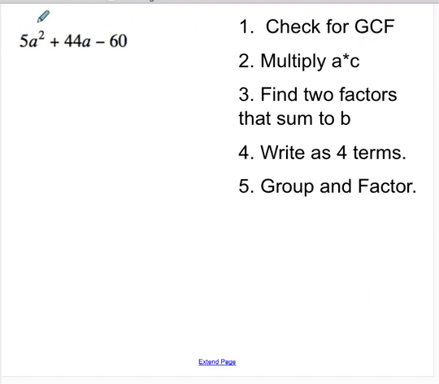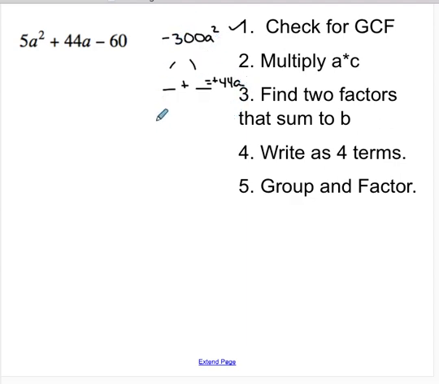So the first thing we do is we check for a GCF, see if there are any factors that are common to each of the terms. And there's no common factors here, so I'm just going to move straight on. Then the second thing I do is I multiply my a term, my quadratic term, and my constant term. And so that gives me here negative 300. And I like to carry the a squared with it just so that I know I don't lose track of the variables. So now I'm looking for two factors of negative 300 that add up to positive 44a.